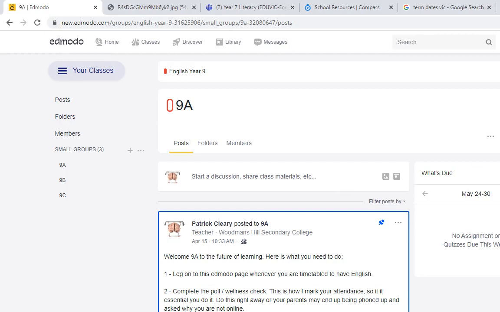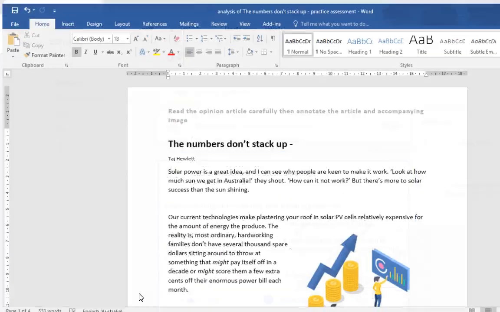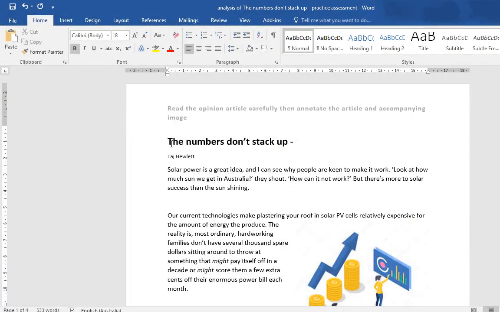I'm going to post a couple of documents with this video today. Just make sure I open the right ones here. So we have this document, which is a practice assessment. This is a really close version of a real assessment you're going to do next week. It's a language analysis task to do with persuasive writing.